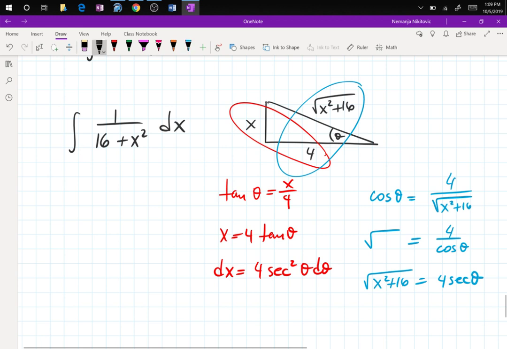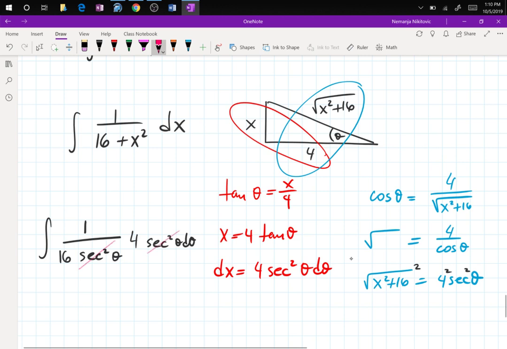And now when you want to plug everything in, you have 1 divided by, and this is where you see, oh, no square roots. Great. Square everywhere to kill the root. So now it's just x squared plus 16. So you are getting your 16 secant squared theta. And your dx is 4 secant squared theta d theta.